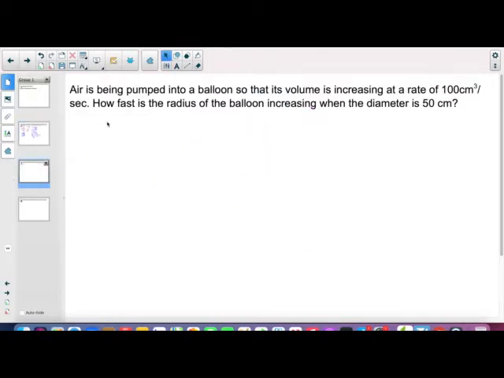Air is being pumped into a balloon so that its volume is increasing at a rate of 100 centimeters cubed per second. How fast is the radius of the balloon increasing when the diameter is 50 centimeters?